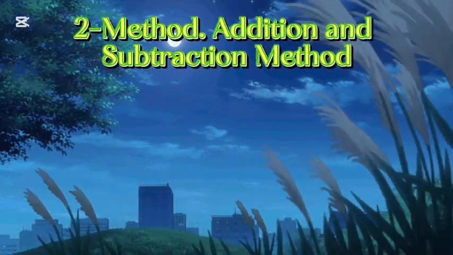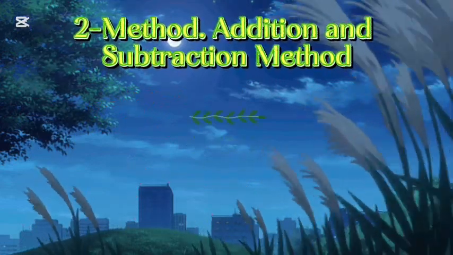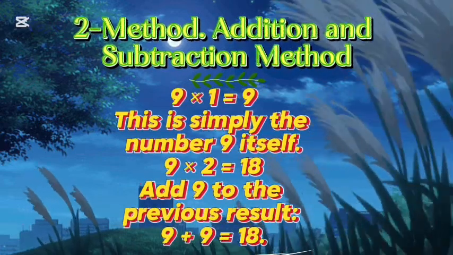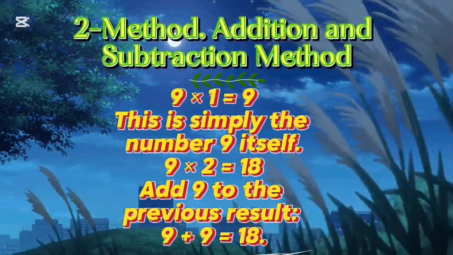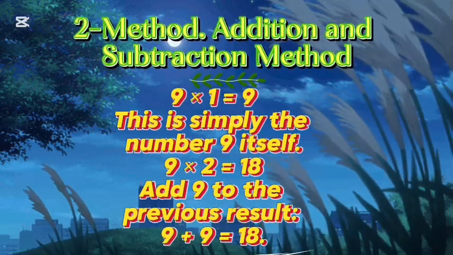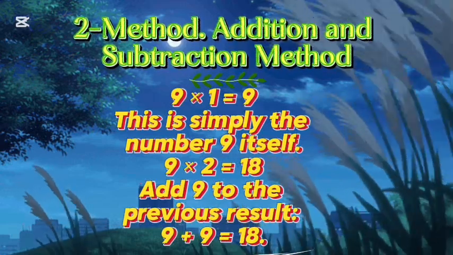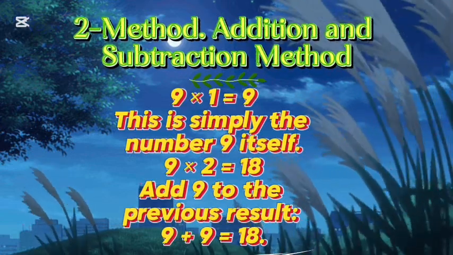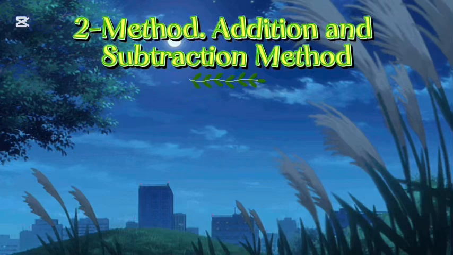Method 2, addition and subtraction method. 9 times 1 equals 9. This is simply the number 9 itself. 9 times 2 equals 18. Add 9 to the previous result. 9 plus 9 equals 18.